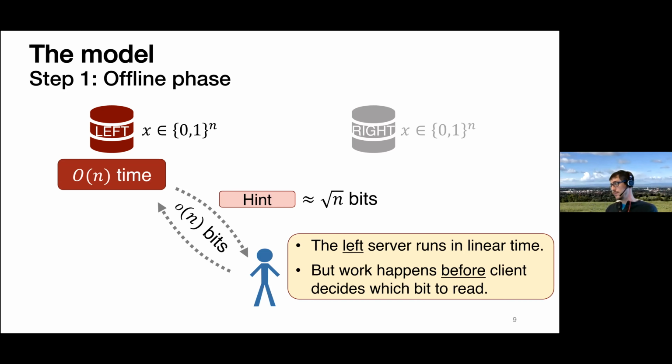And so the interesting properties is that first, producing this hint will take linear time for the server. However, what we would like is that this offline phase can take place before the client actually decides on which bit of the database it wants to read. So this kind of offers us the opportunity to run this offline phase without any strict latency requirements, or in, say, some overnight batch job or something like this.